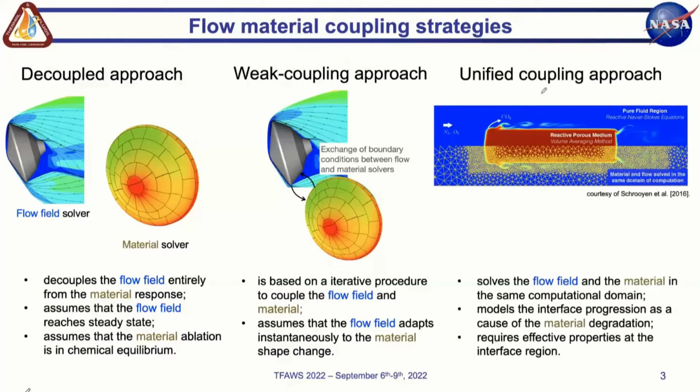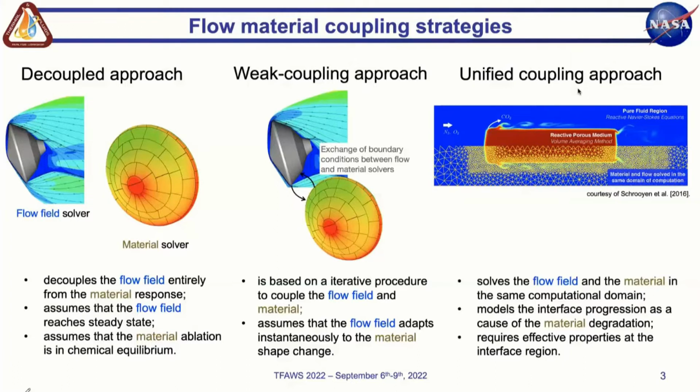And then you have a more advanced approach, which is the unified coupling approach, where you solve the flow field and the material equations in the same computational domain. And this is quite nice because if you have a porous medium, you don't need any special treatment to track the interface, but still you are required to derive effective properties between the pure fluid and the material region. So at the interface, you are still required to derive these properties.